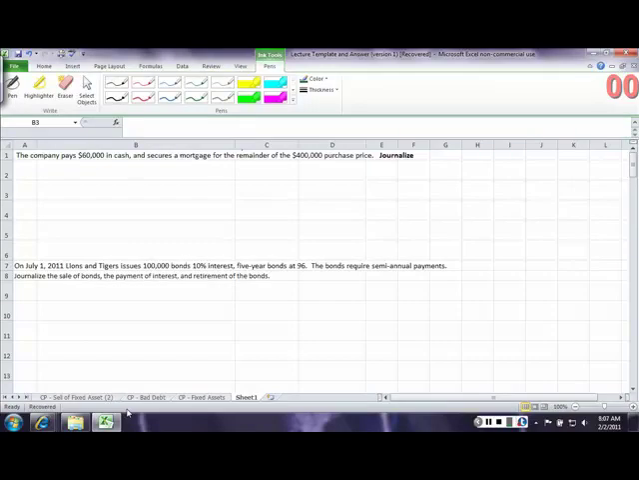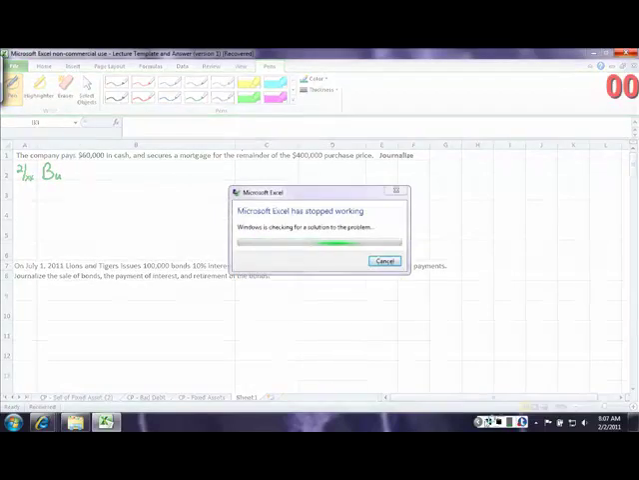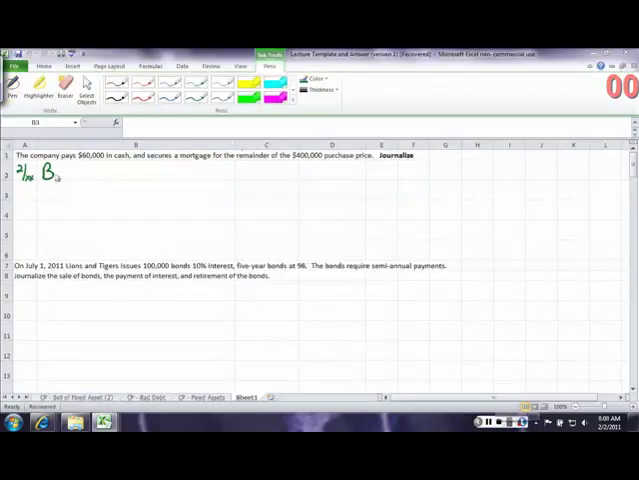The first entry that we're talking about today is Lions and Tigers decides to buy the building. So on February of some year, they decide to buy this building. So we know that we now have an asset called building, because that's what we bought.